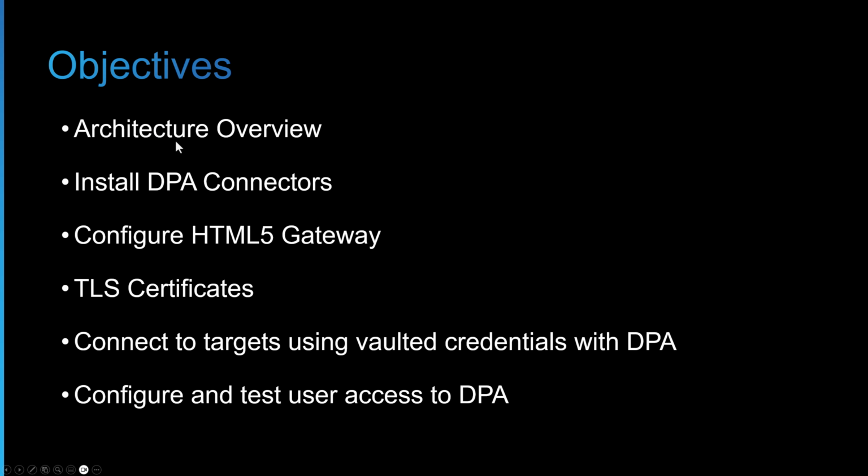So today I'll take you through the architecture overview of how DPA fits into the existing Privileged Cloud environment. We'll then install the DPA connectors on two of our Windows connector servers, and then we'll reconfigure our existing HTML5 gateway to use the new DPA HTML5 gateway service. We'll then cover the importance of the TLS certificates and why we need to use them, and we'll demonstrate what to look out for when things fail. And then, as I said before, we'll connect to some targets using vaulted credentials using DPA.